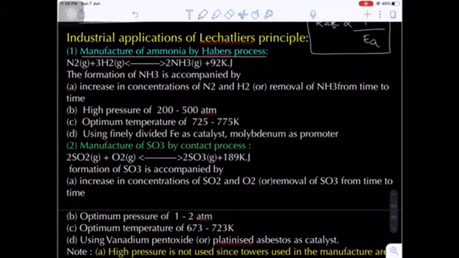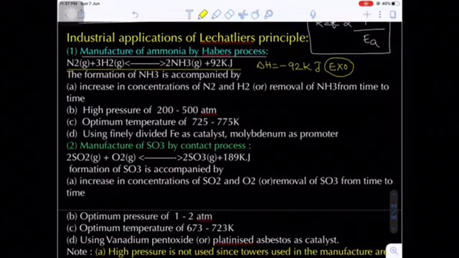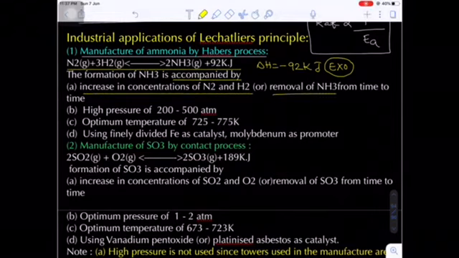Number one, manufacturing of ammonia by the Haber process. This is a very important reaction. N2 plus 3H2 gives 2NH3, where delta H is minus 92 kJ. This is very important. This is an exothermic reaction. Haber process, manufacturing ammonia, is an exothermic reaction. Now the formation of ammonia is favorable by an increase in the concentration of reactants or a decrease in the concentration of the products, we know.